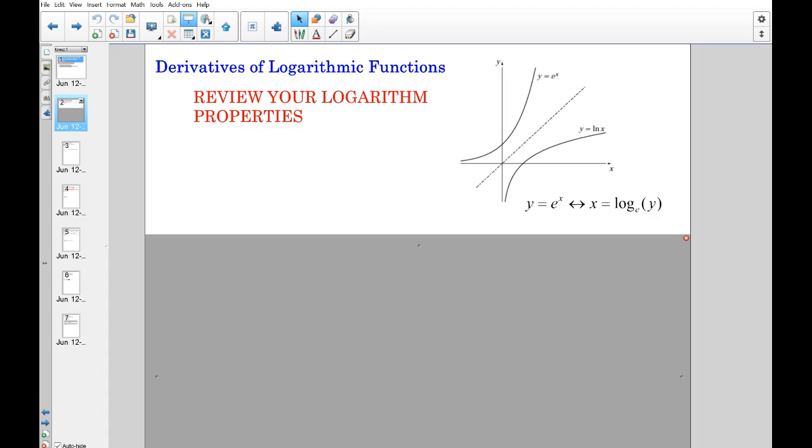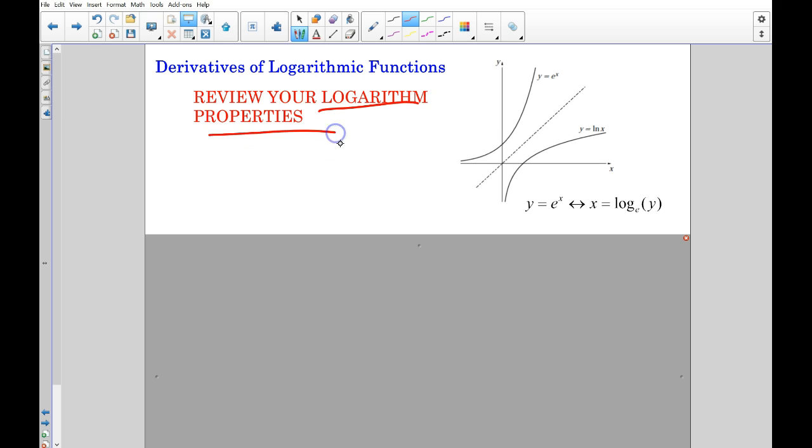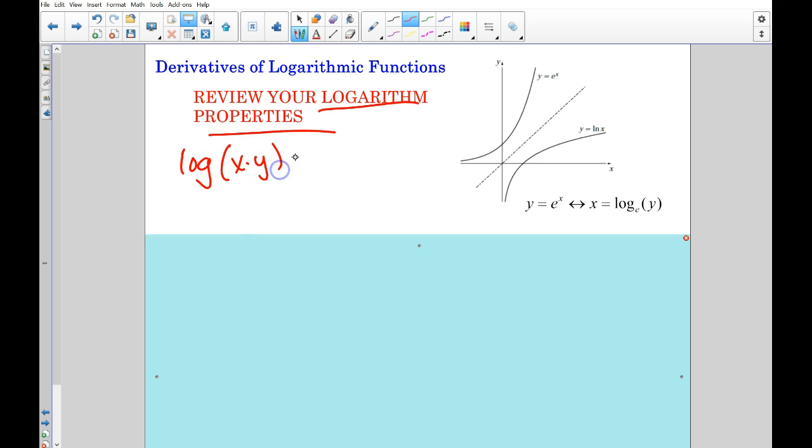This video is going to discuss the derivatives of logarithmic functions. Before beginning, I strongly encourage you to take some time and review log properties. For example, if you have the logarithm, log base 10 of x times y, that is the same as log of x plus the log of y. These are going to come in very, very useful, both in this video and in your studies in this topic. Okay.